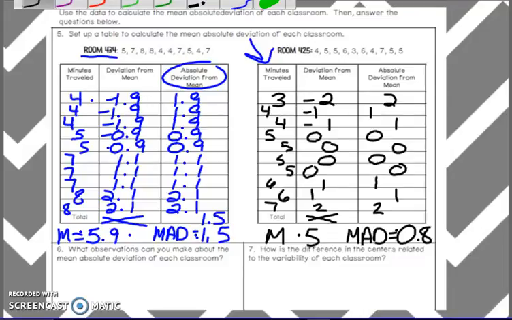Okay, so when you did room 425, you should have put all your numbers in order. It just makes it easier to do it that way. You don't have to, but it makes it easier. Then you found the deviation from the mean. Then you found the absolute deviation from the mean. And then your MAD should have been 0.8. So the mean for room 425 is 5. The mean absolute deviation is 0.8. So let's answer the questions at the bottom.